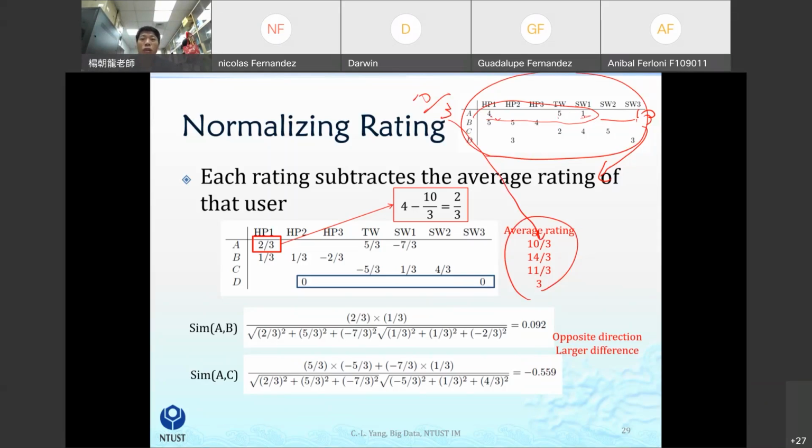For example, the original 4, minus the original rating, is basically how they measure how their customers rate against their average rating. Then we can recalculate the similarity, and that would be an interesting way to calculate. And then if you see a negative, that means the opposite direction. That means you can measure the differences, and they are not very similar. So again, A and B are more similar based on our calculation.